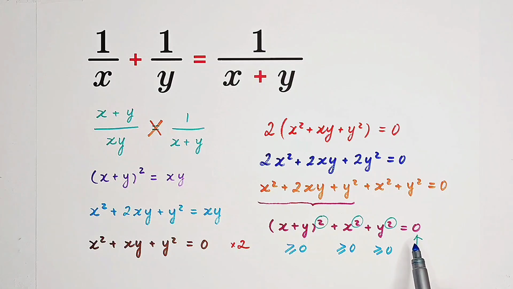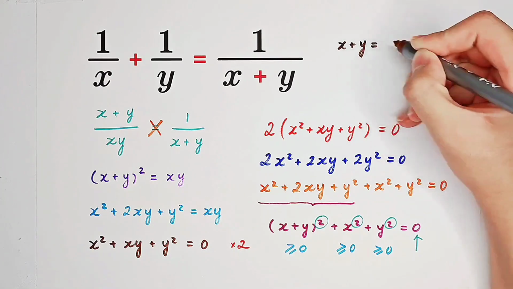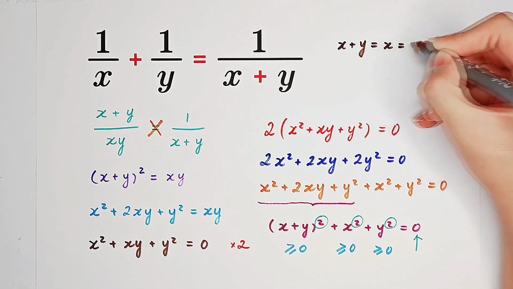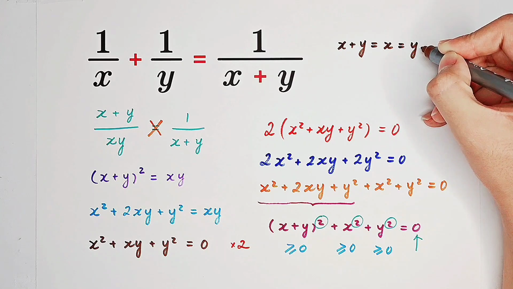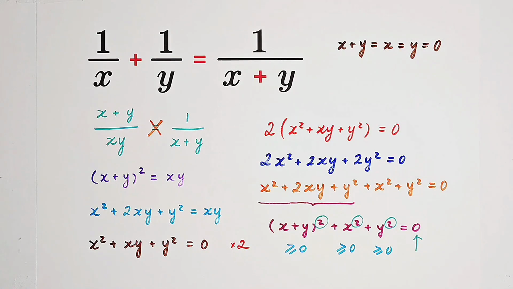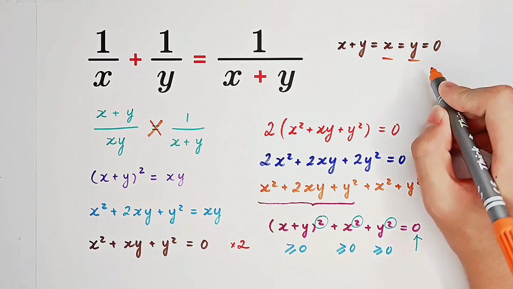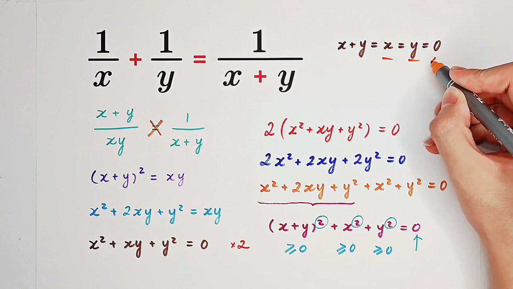So what does it mean? It means that each of them should be 0. So it implies that x plus y should be equal to x, which is also equal to y, and they are all equal to 0. So that's the solution? Of course not. X equals y was the problem, and they're both equal to 0.